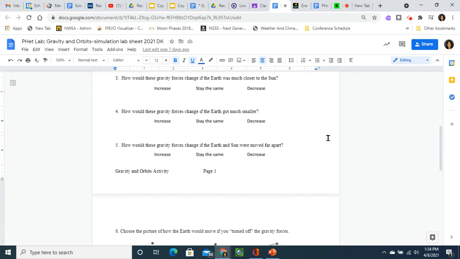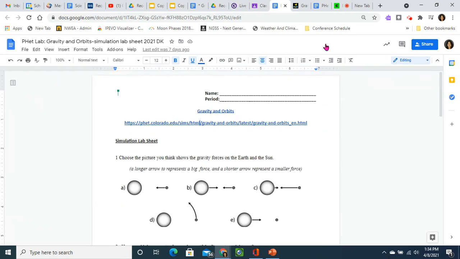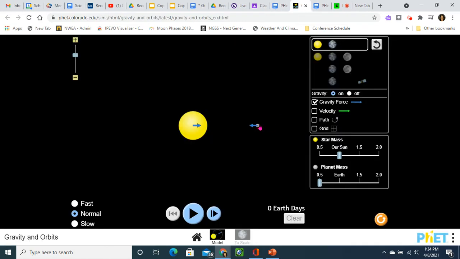Question number 5, how would these gravity forces change if the Earth and Sun were moved far apart? So I'm going to now move them far apart. Let me move this back to its original. Now I'm going to move them far apart. Move the Earth back. If I move the Sun back, what happens to the force?